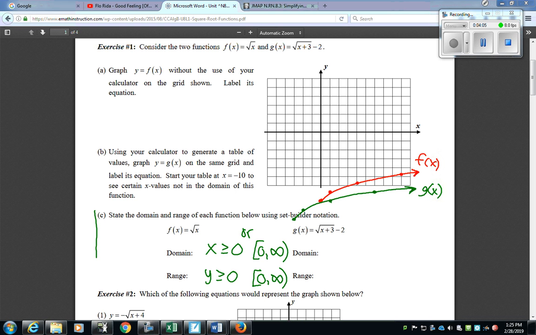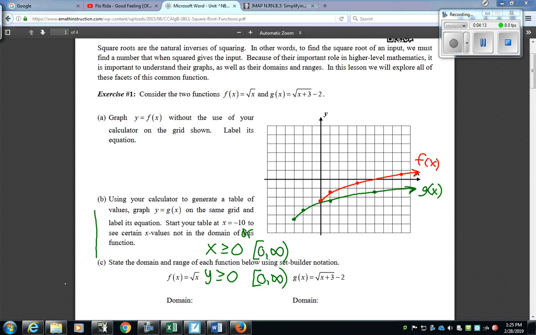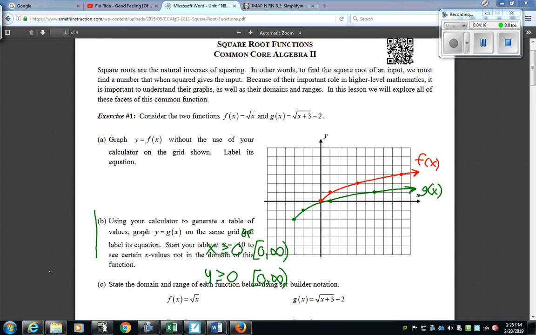Now for g, if I move this back up, our starting point was negative 3, negative 2.